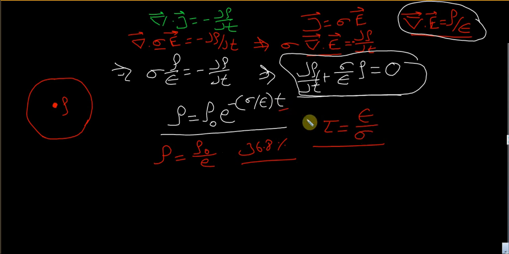Just put the value of t as tau, epsilon by sigma, so that will cancel out, and you will get this. So what will rho be reduced to? It will be reduced to 36.8% of its initial value, and this time is called the relaxation time.